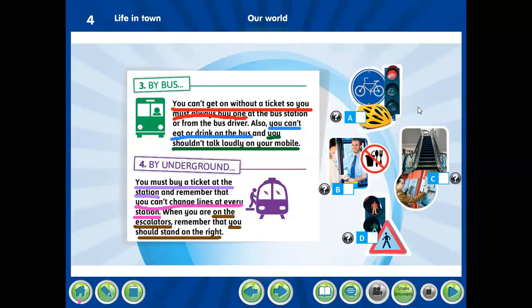Now, please. Easy, no? Let's match these pictures, okay? What number is this? The number, the picture A. Tell me, Nurka, what number is this? 1, 2, 3, or 4? Is a 2. A 2, very good. Talking about bikes. Very good. Enrique, the picture B. What number is the picture B?